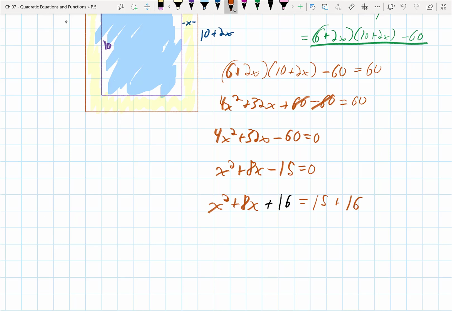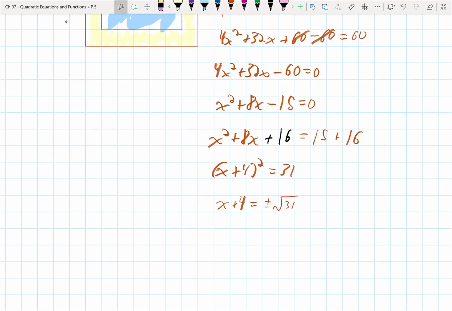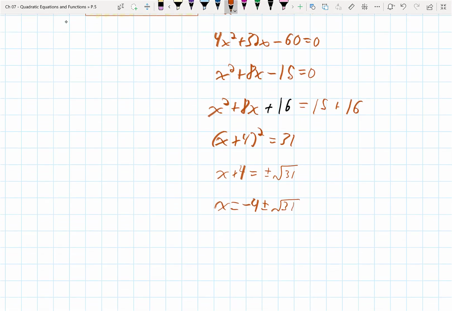So now that I have that, this is going to factor into x plus 4, quantity squared, equals 31. Or x plus 4 is equal to plus or minus the square root of 31, which is an irrational number, so we're going to leave it as a square root. And I get x is equal to, subtract 4 from both sides, negative 4 plus or minus root 31. Now, root 31 is going to be a little bit more than root 25, so I'm just going to take the positive one.